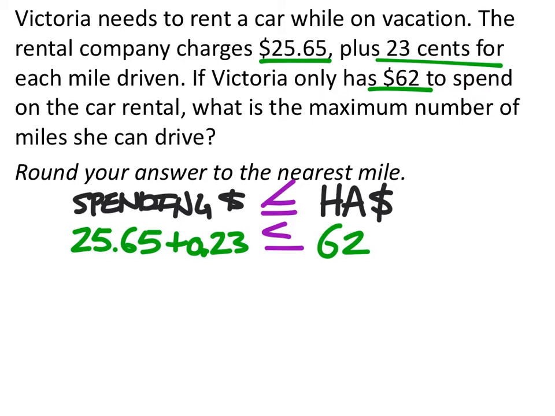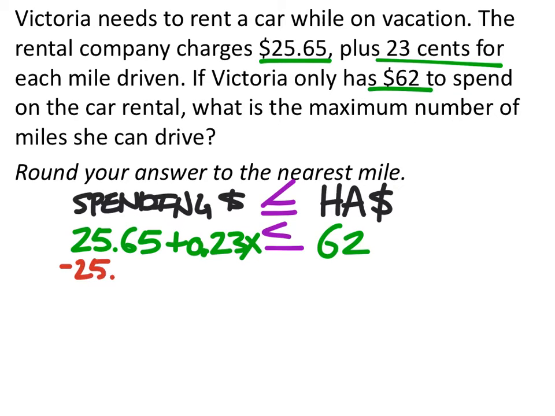So again, we'll interpret this as we go, but the 23 cents is per mile, so we'd also have to multiply that. I should have done that before. Got to multiply the 23 cents by each number of miles that she drives. Yeah, we'll keep it at that for now. So this is our inequality. We can solve it. It's pretty good.